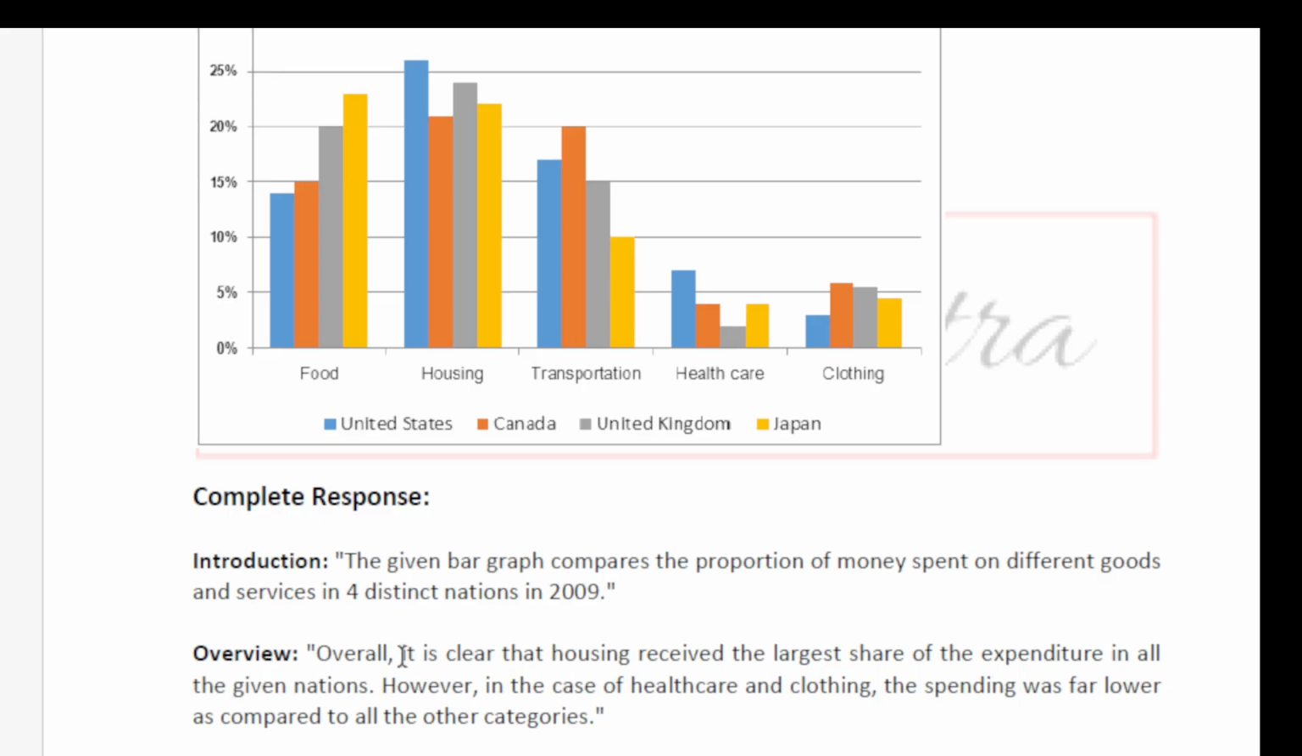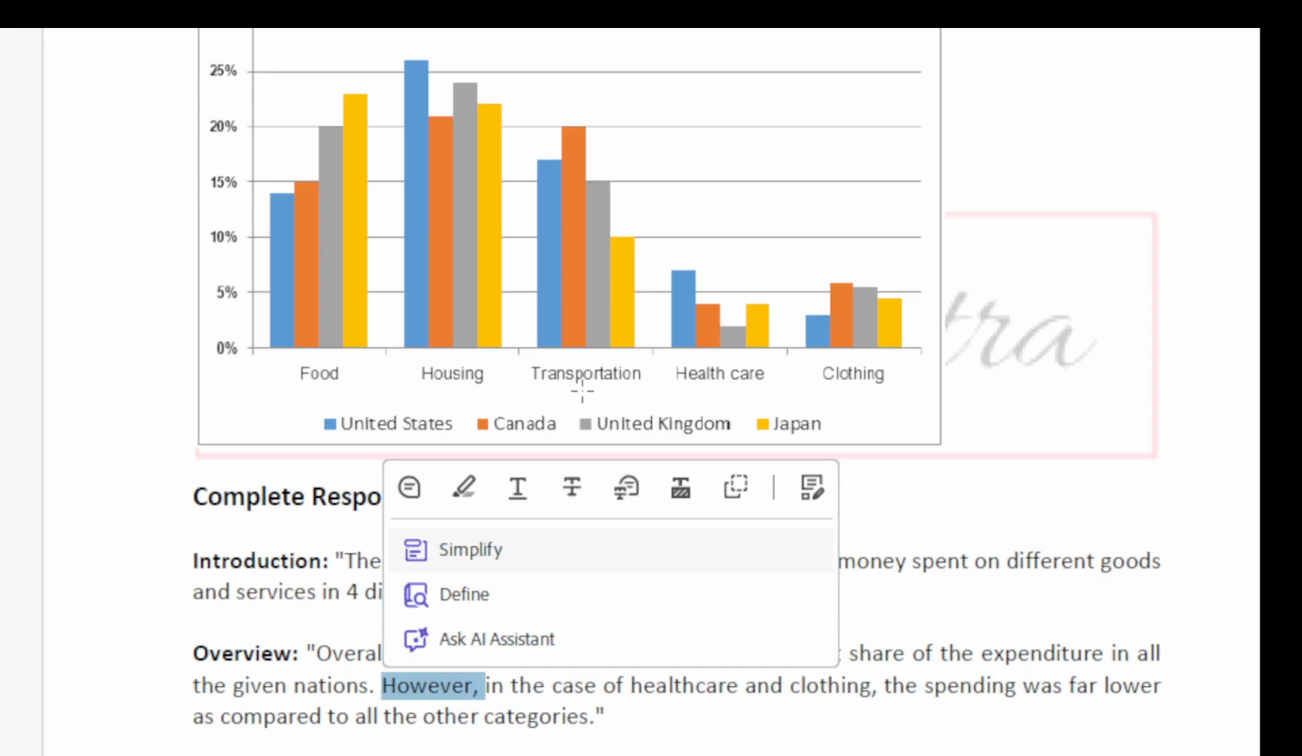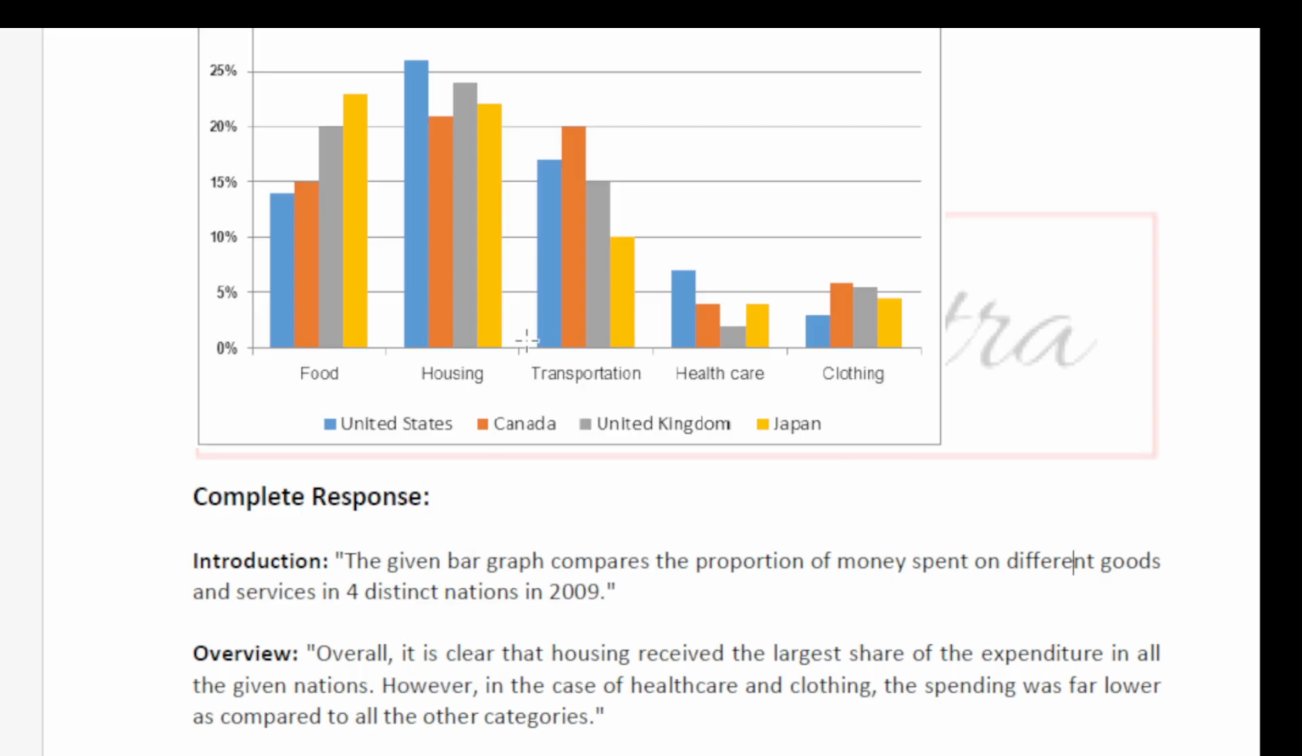We can write: overall, it is clear that housing received the largest share of expenditure in all the countries. However, in the case of healthcare and clothing, the spending was far lower as compared to all the other categories that are given. So we are using "however" to show the contrast. Here it is the highest one, but here the figures are lower. So that is the main overall that we have picked from here. You can try to figure out other main features and mention them, but I think this is a good point to mention, right?